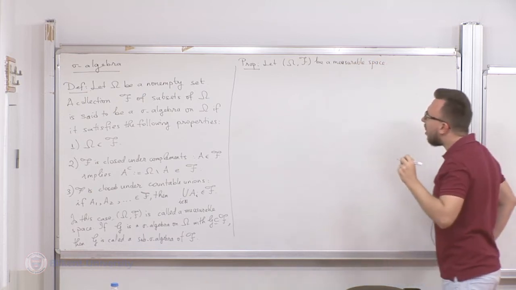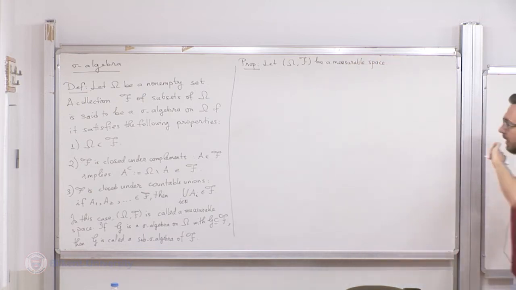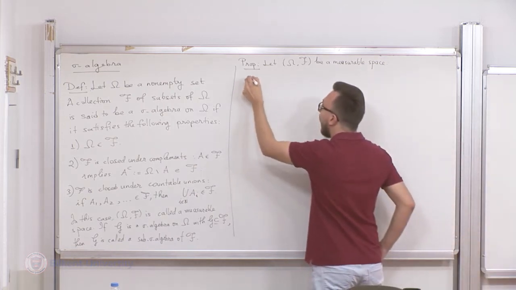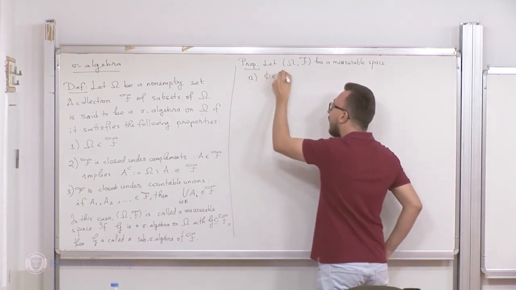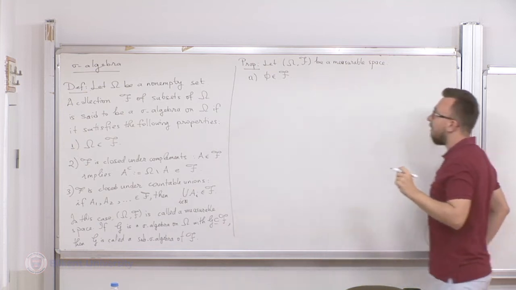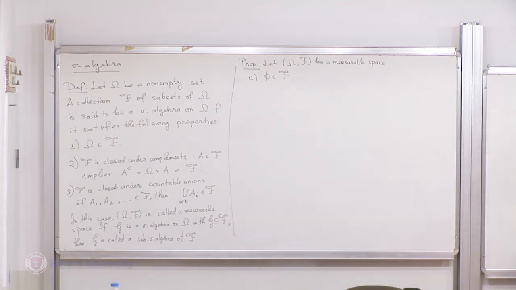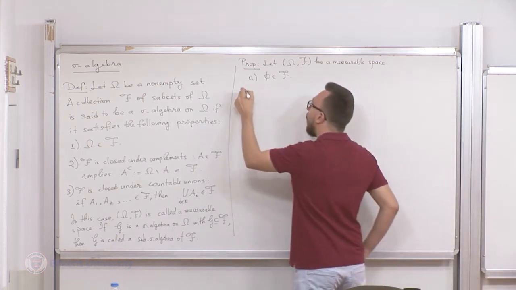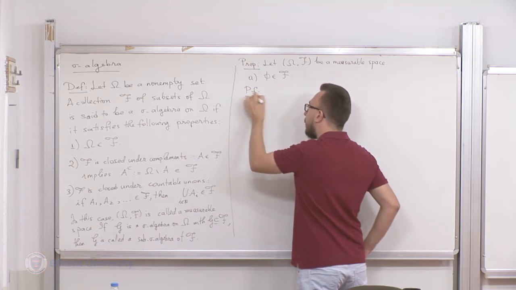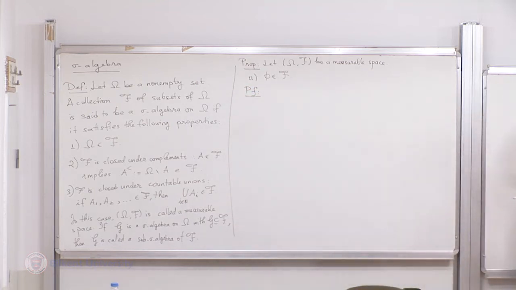And now we're going to list some properties. So number 1, or let's say A, is that omega, the empty set is in F. I don't want to list all the properties and then prove them one by one. I just want to prove them one by one now, before listing any other properties. So here's the proof.